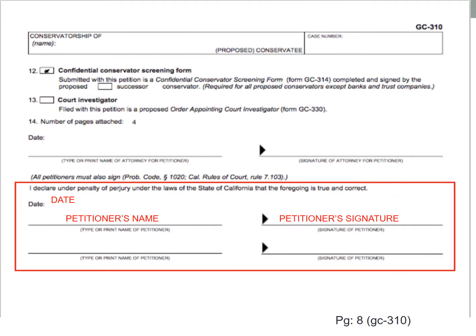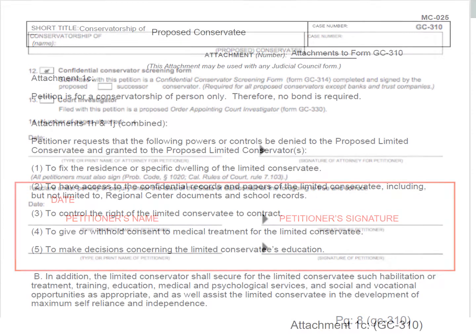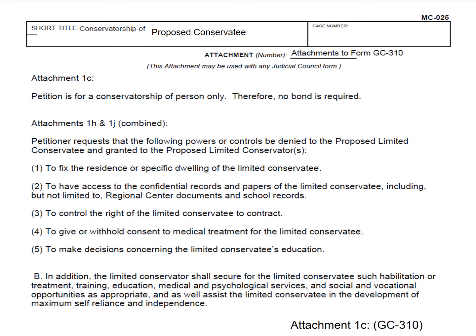On page 8 of Form GC-310, check the box next to item 12. There is also a place for the petitioner to date, print their name, and sign. Only the petitioner, the person who opens this case, needs to sign here, not all co-conservators. The attachments to the petition will include the information on the next 4 slides.